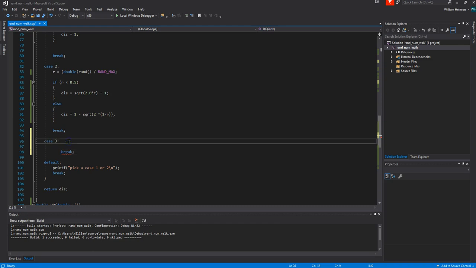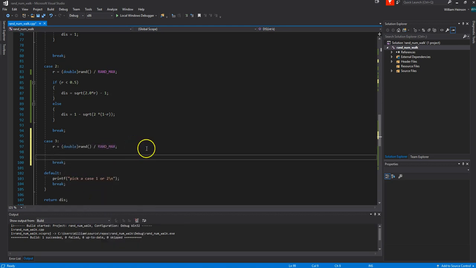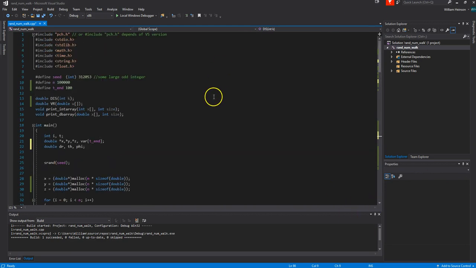Oh, that's scant. Yeah. And we want a random number, r. And then we need to define pi, because pi is not a default thing, so let's just go ahead and define a pi.